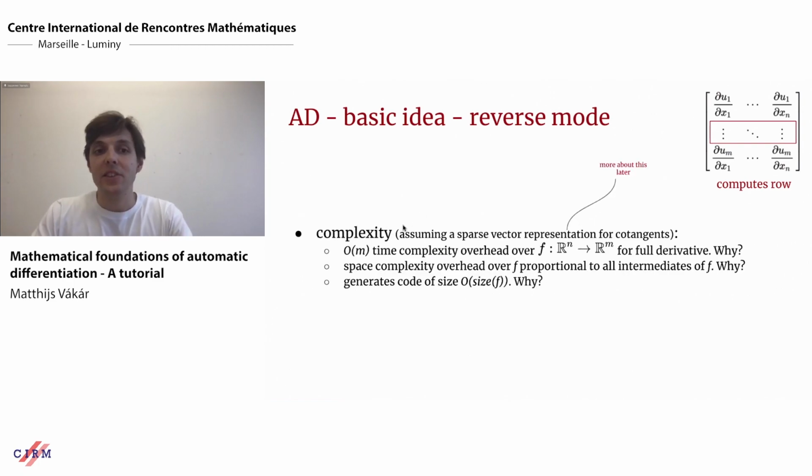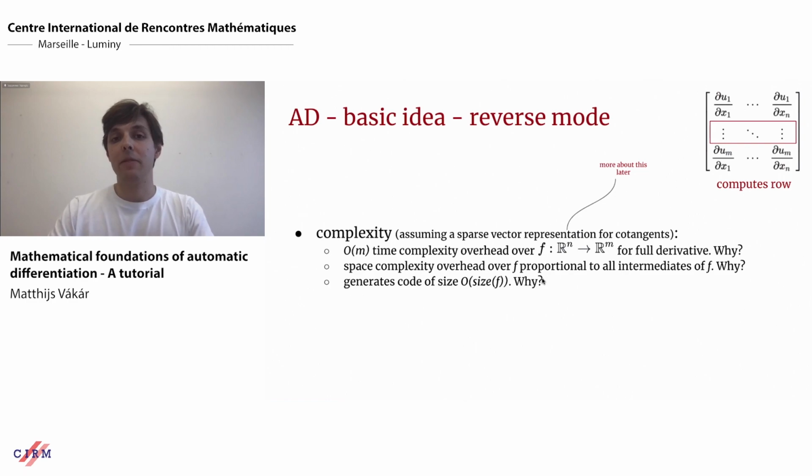Okay, so the complexity of this algorithm is much more similar to what we want. It efficiently calculates a row of the matrix of derivatives rather than a column. So it has an O(m) time complexity overhead to calculate the full derivative of a function from Rn to Rm, which is good if m is 1 and n is a billion. And for the space complexity, we again need to store all the intermediate values of f, for the same reason as in forward AD. And again, it generates code that is linear in size of the original code.